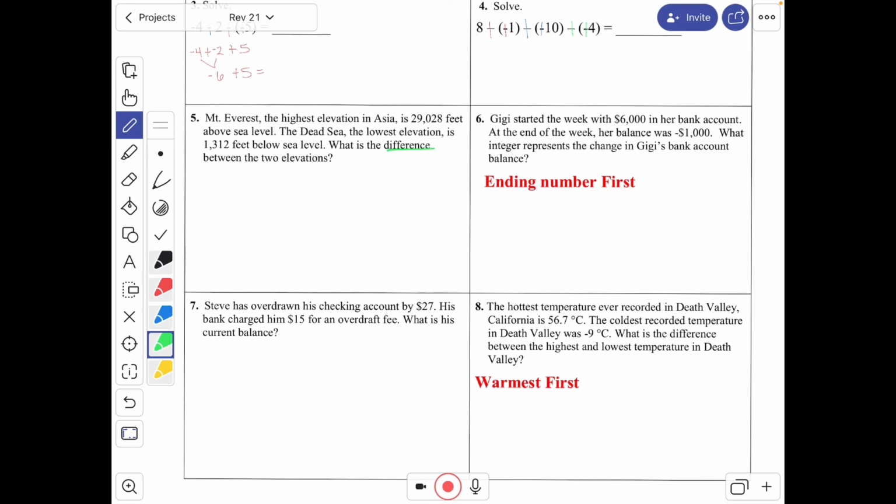Remember, all of these are probably going to be subtraction. And you usually want to put the largest number, the biggest number, first in subtraction.